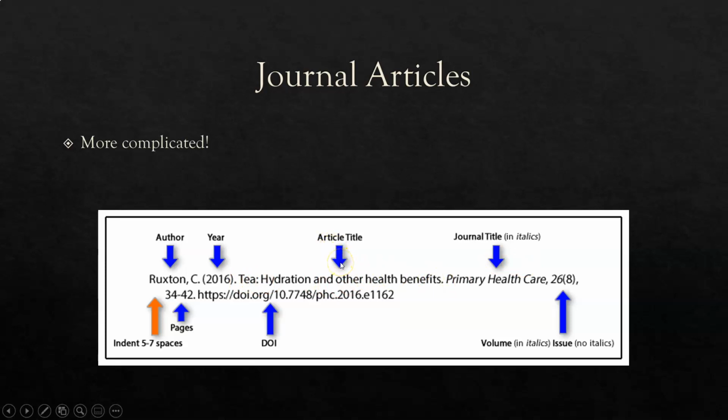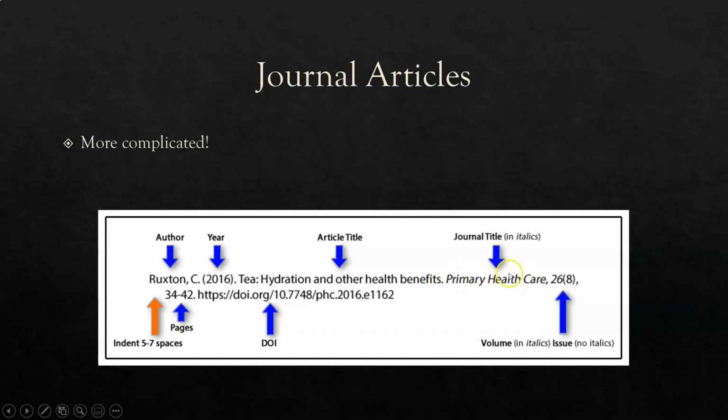Notice that the article title is just in plain type, so not in italics, not underlined, just plain. And it takes a capital letter on the first word of the title and a capital letter on any word after internal punctuation, like a colon, but everything else is lowercase. Again, the only exception would be if you have a proper noun in there. So if you had the word Canada, for example, in your title, you would put a capital C on Canada. Then you have a period.